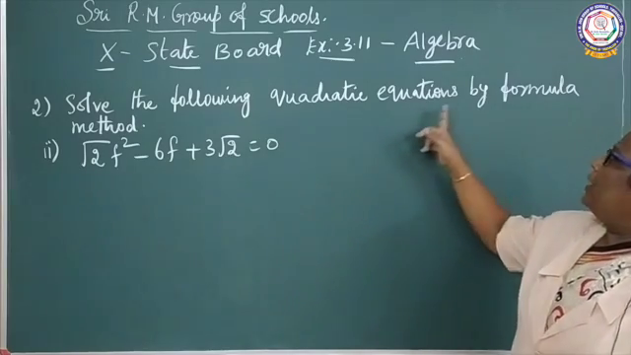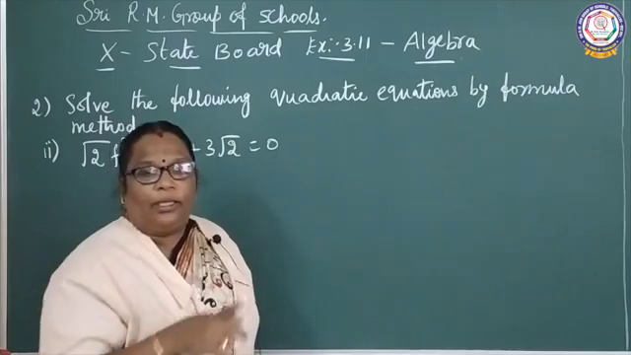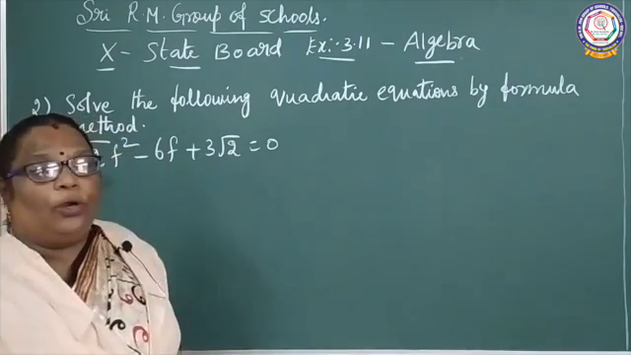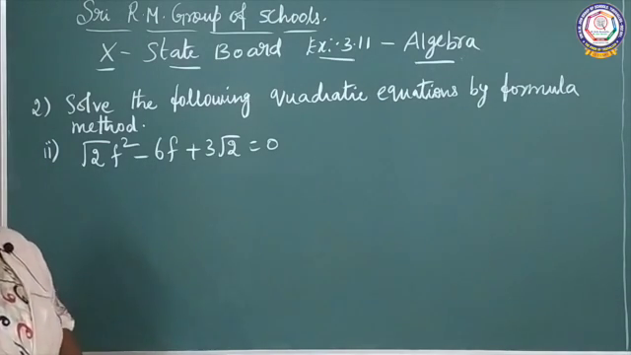Solve the following quadratic equation by formula method. We already saw the completing square method. Now we move on to the formula method. Second subdivision: root 2 f square minus 6f plus 3 root 2 equal to 0.